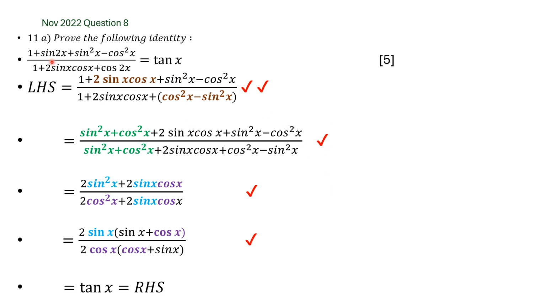So 2 marks there for expanding sine 2x and cos 2x, the two double angles. 1 mark for using the square identity, right? Another mark for simplification and 1 mark for factorization. Right, let's look at the last problem.